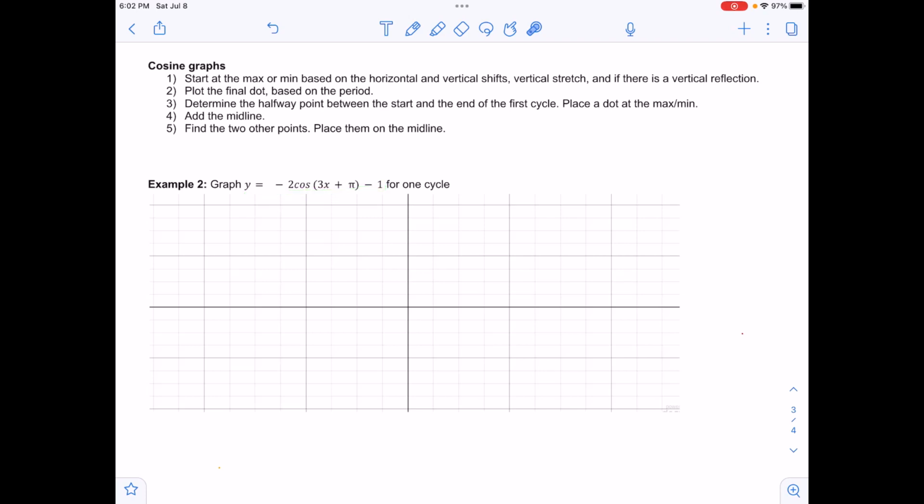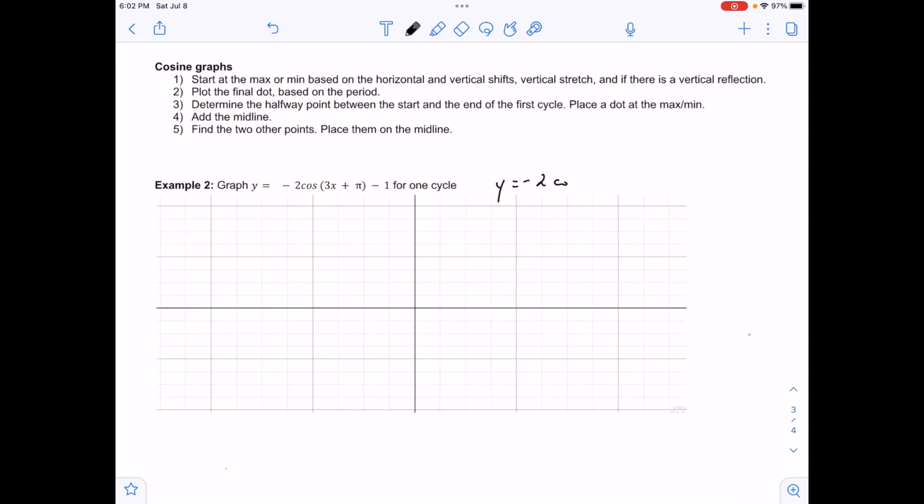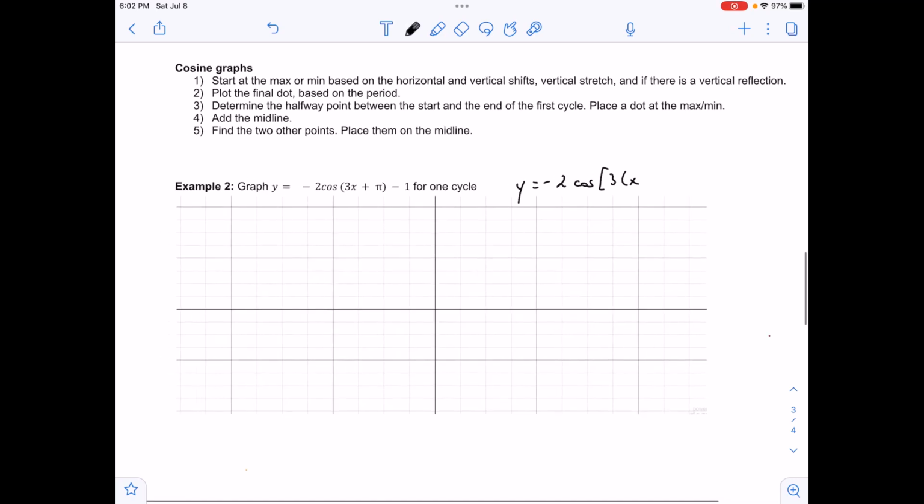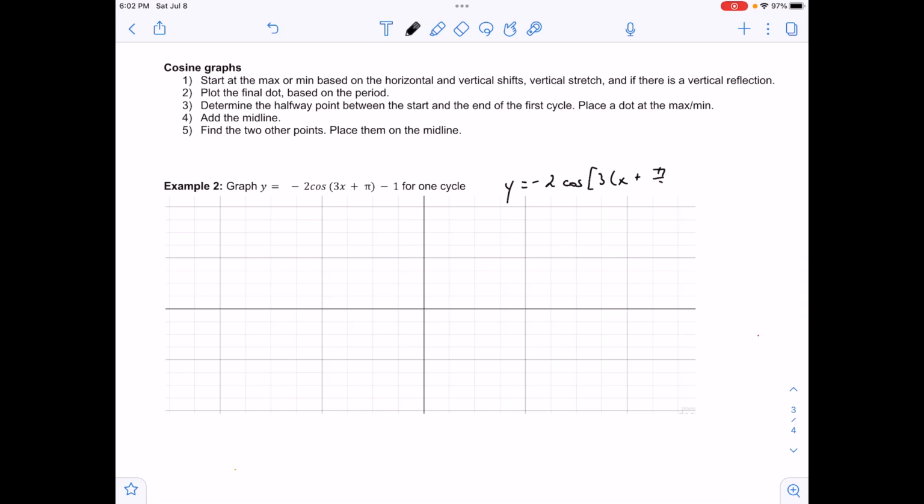First thing I notice here is that my brackets are not in factored form. They need to be in order to determine both the horizontal stretch and the horizontal shift. So I'm going to go ahead and factor that. I can pull out a 3, leaving me with x plus pi over 3, all take away 1. Beautiful.